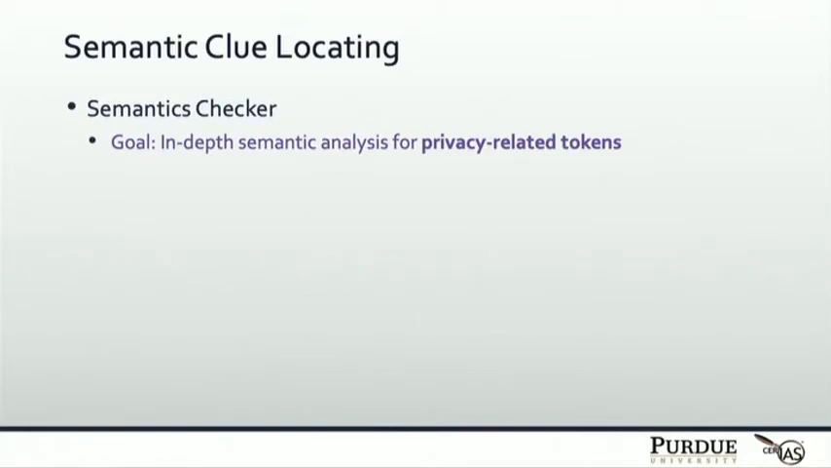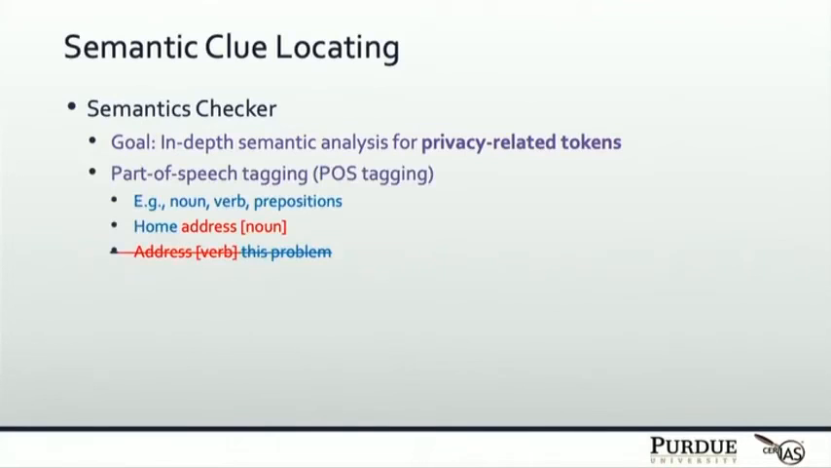The goal of the semantics checker here is to perform a grammatical analysis over such privacy-related tokens and filter out the matched terms that are not serving as the theme of the semantic context. Specifically, we first use part-of-speech tagging to determine whether a privacy-related keyword is actually a noun in the term or sentence. For example, the address in the term "address this problem" here is a verb. It just describes the action happening to another word, so it is not likely to represent a physical home address.